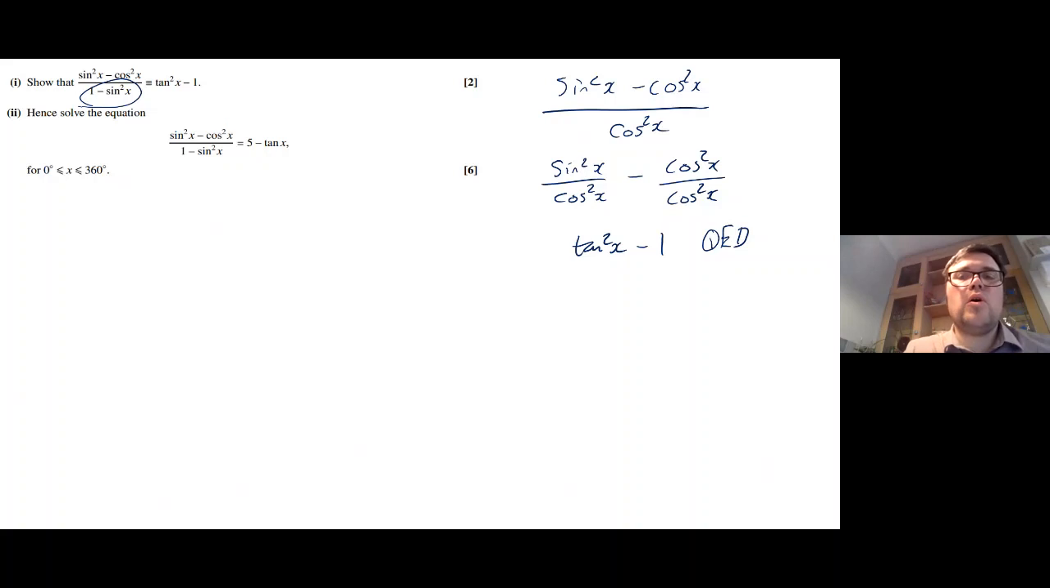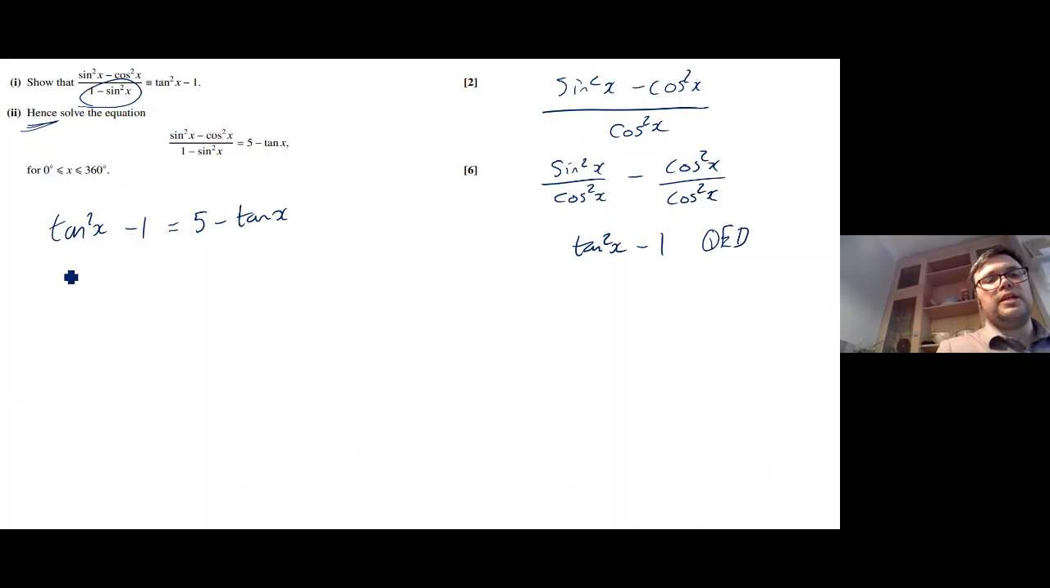Using the knowledge of 1 minus sine squared x equals cos squared x, and also sine over cos is equal to tan, in this case, sine squared x over cos squared x equals tan squared. Again, hence that word. So I'm going to look at part 1. It's exactly the same. So instead of writing sine squared x minus cos squared x and so on, I would write tan squared x minus 1 equals 5 minus tan x. Rearranging this, you get tan squared x plus tan x minus 6 equal to 0, because the 5 comes over as well.